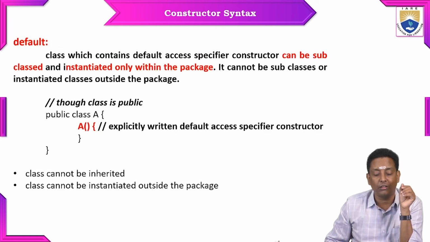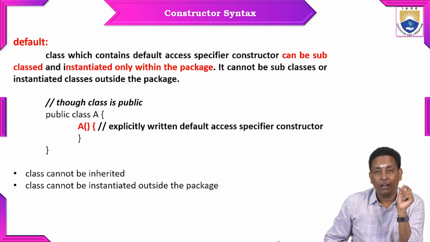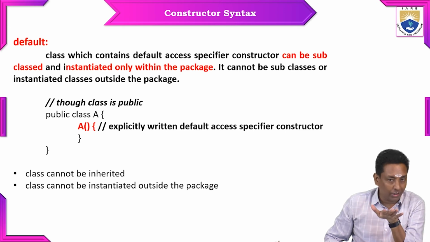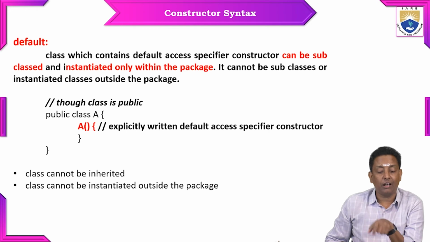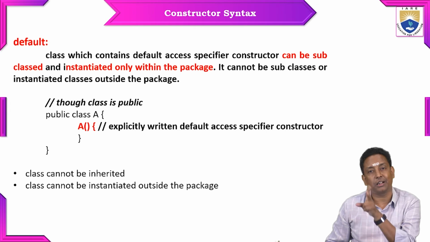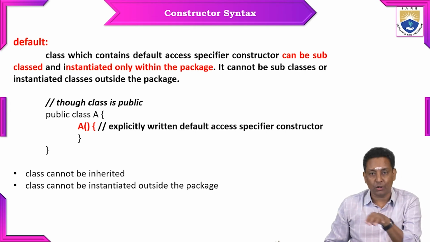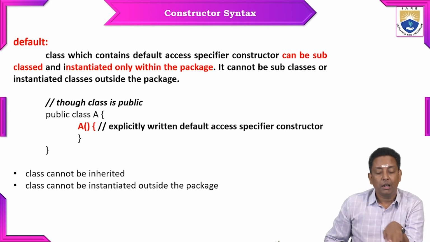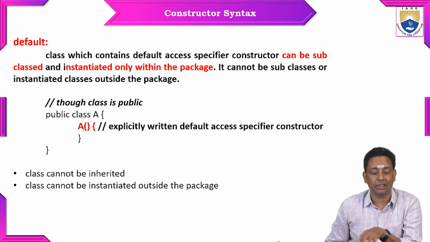Then coming to the default. We already know about default. Default scope is only within the package. Here, if you notice, the class is public. Public class A. If a class is public, it has four scopes as I explained before: inherited and instantiated within the package, and inherited and instantiated outside the package. But the class is public, so it has full scope to be accessed anywhere within the system.